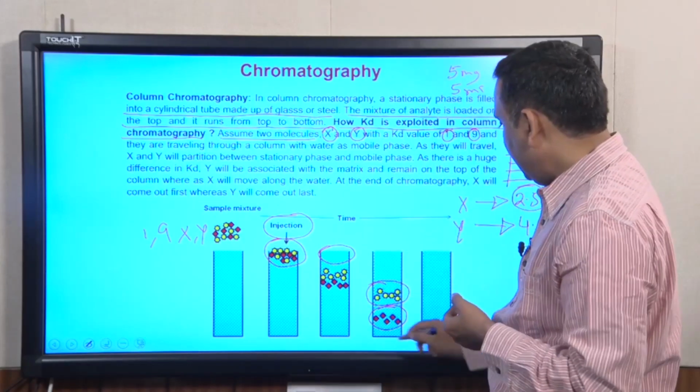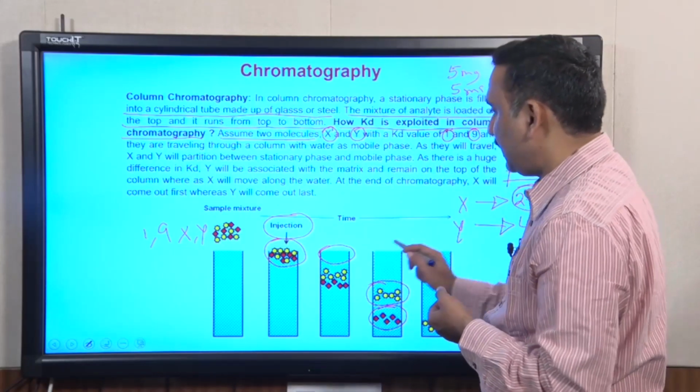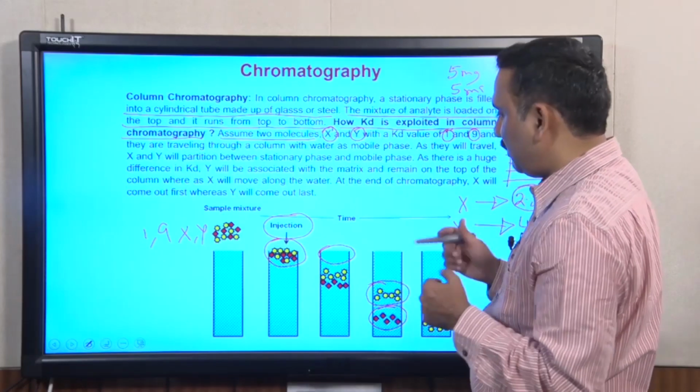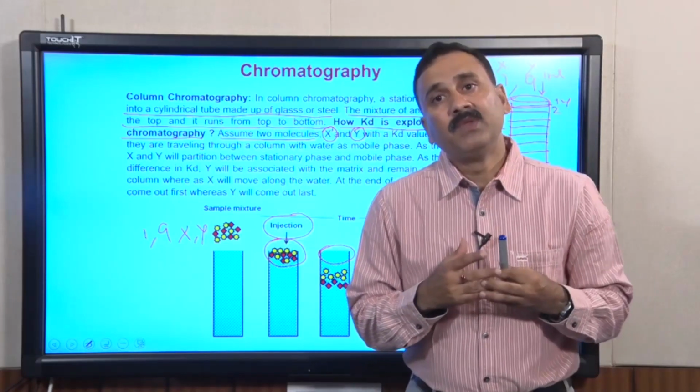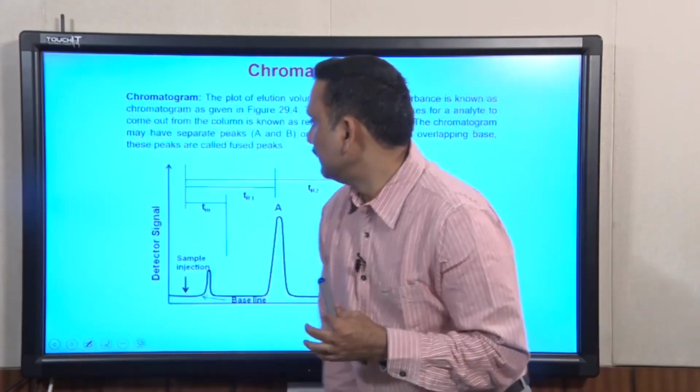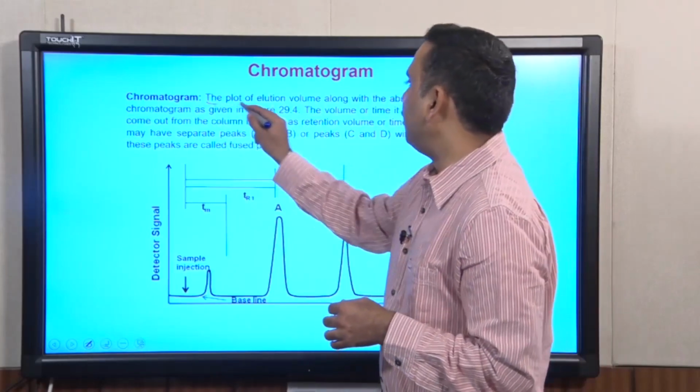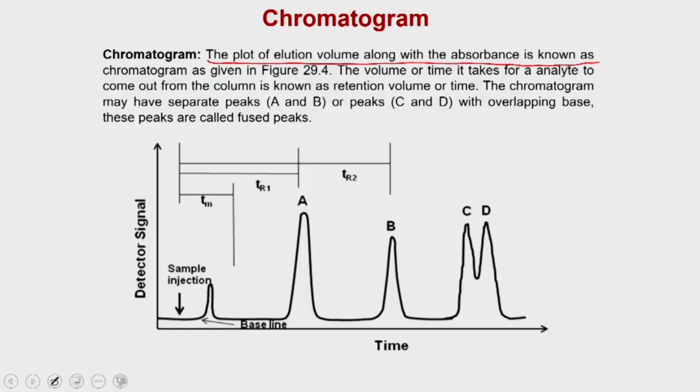Now, if you monitor the elution of these molecules from the column, you will get a pattern which is called the chromatogram. So, what is the chromatogram? The plot of elution volume along with the absorbance, or any other parameter, is known as the chromatogram, which is given in this particular figure. The volume or time it takes for an analyte to come out from the column is known as the retention volume or the retention time.